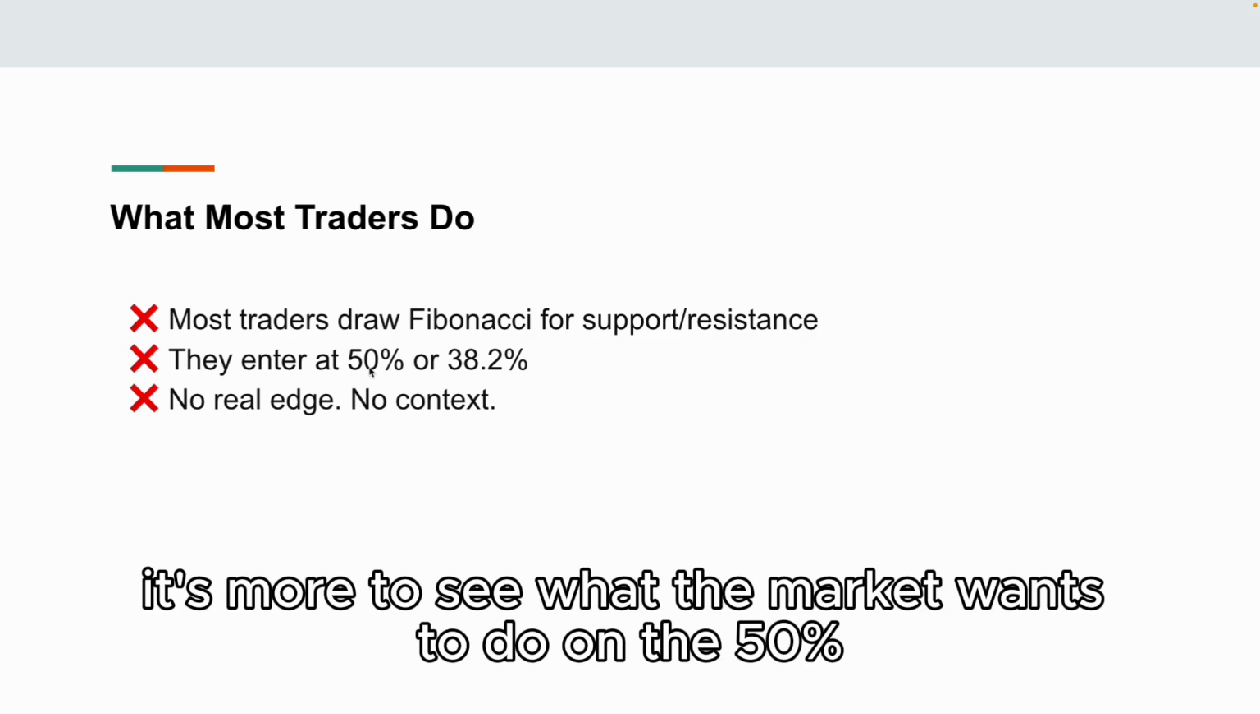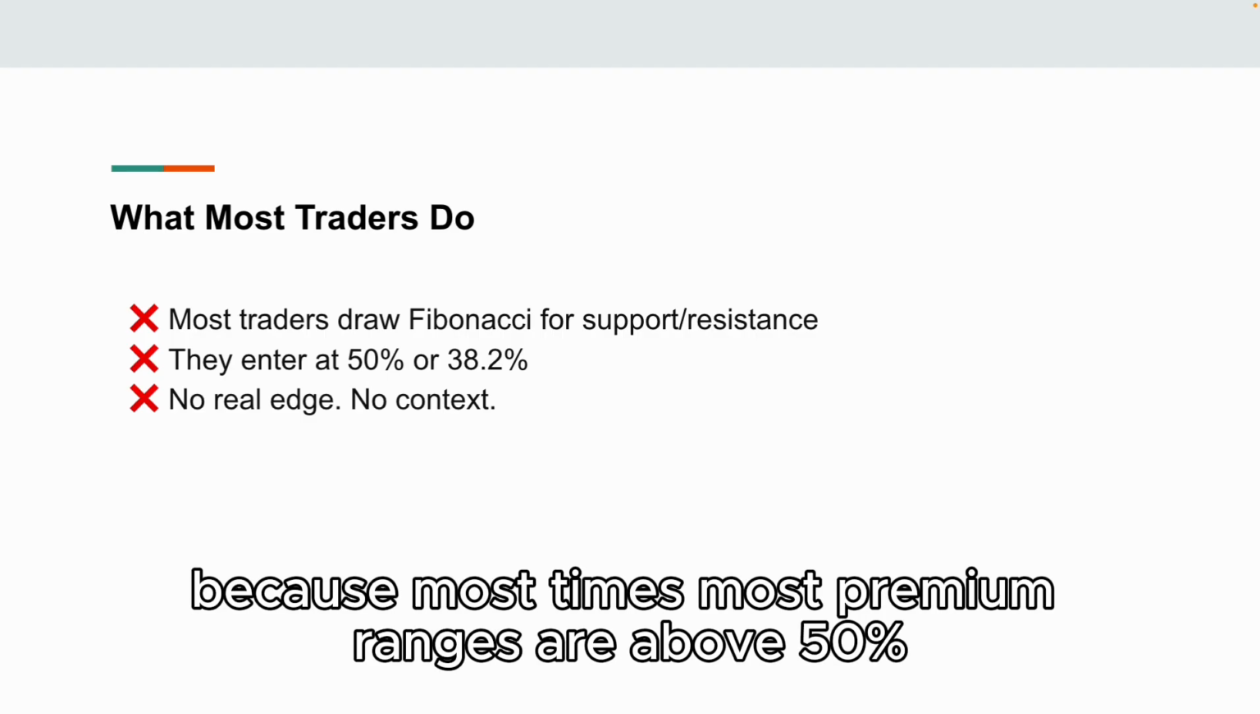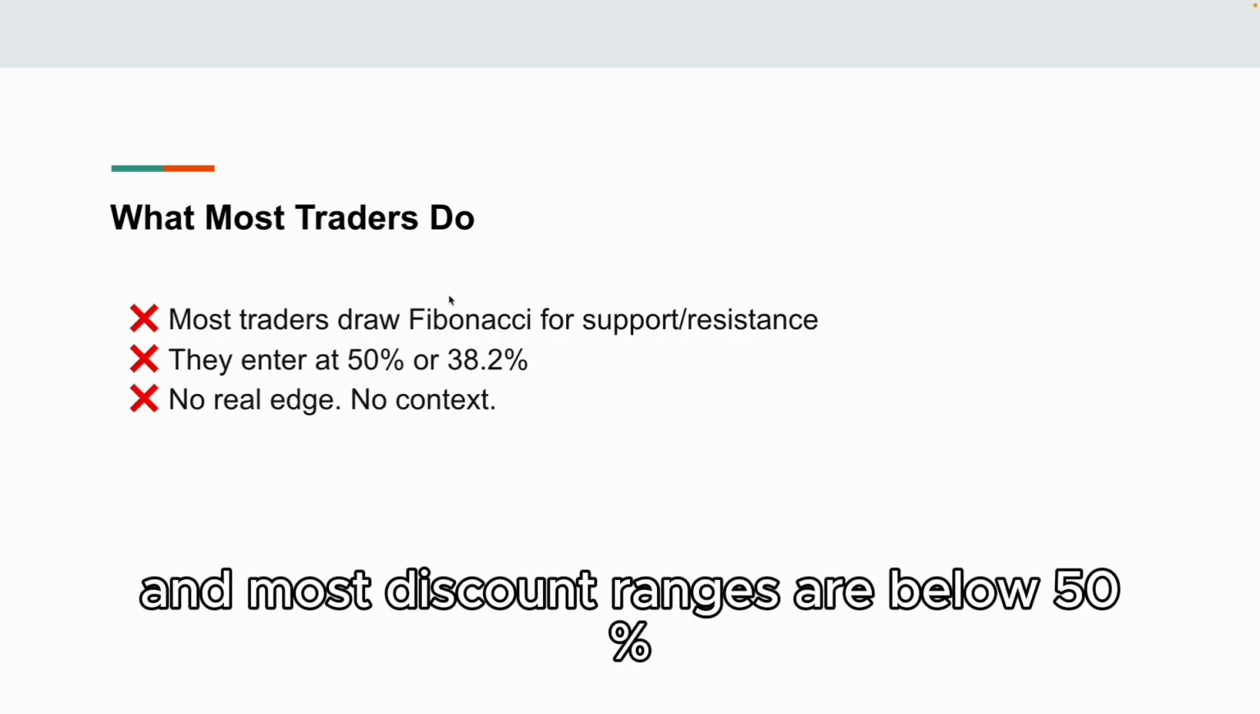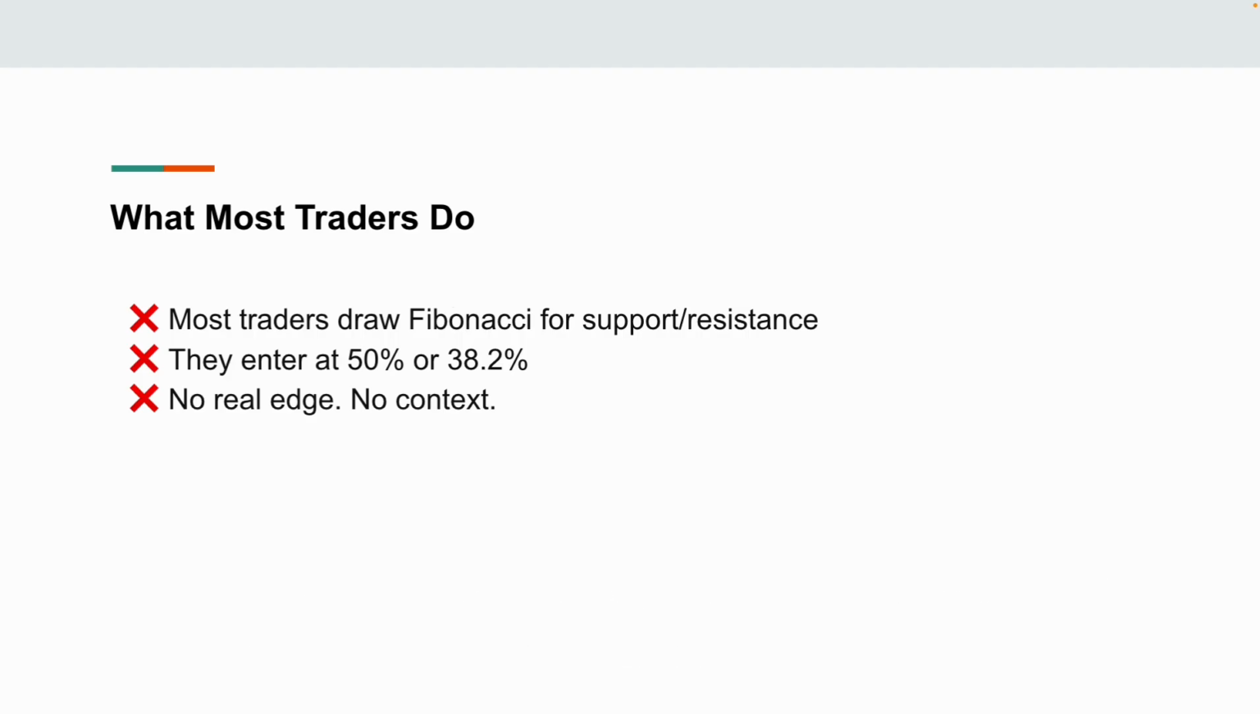It's more to see what the market wants to do on the 50% range and to discuss discount and premium arrays, because most times most premium arrays are above 50% and most discount arrays are below 50%. That's how I use the 50%. But I don't use it for entries. Most traders do use it for entries.